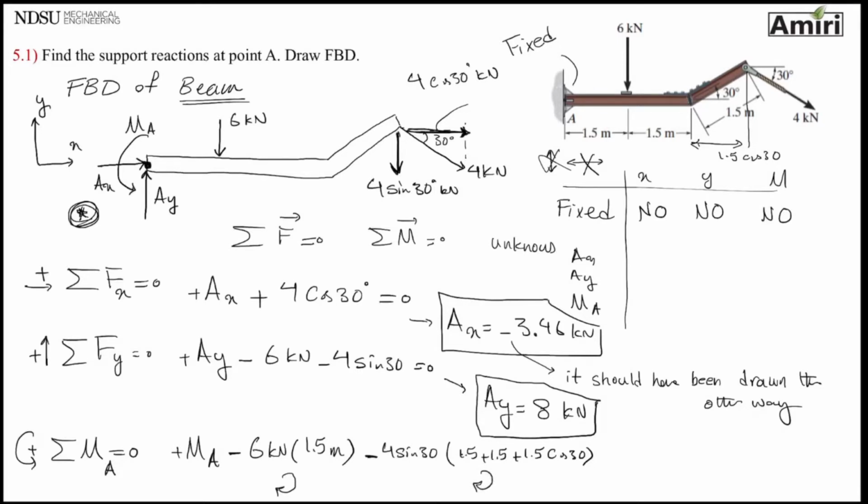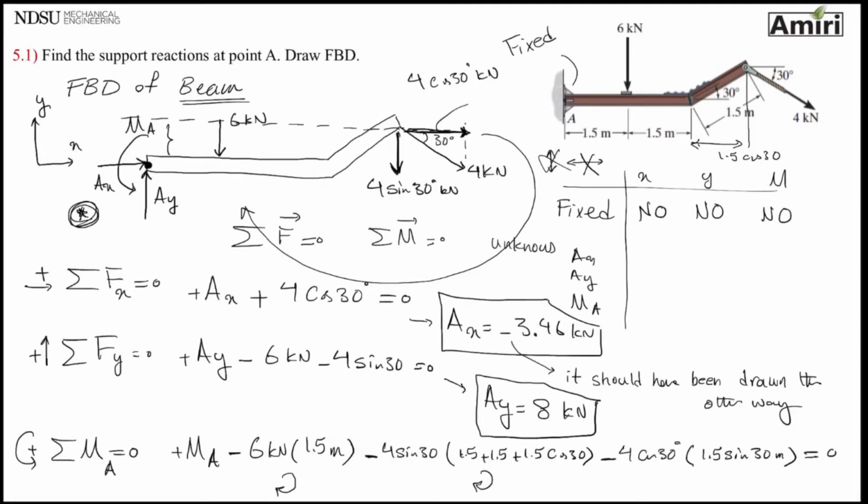And the next force that I have is 4 cosine 30. The perpendicular distance between point A and line of action of that force, which is right there, and that's going to be 1.5 sine 30 meters. This one, if I pin it at point A, this is also trying to rotate the beam this way, so that's also negative. All of this equals 0.